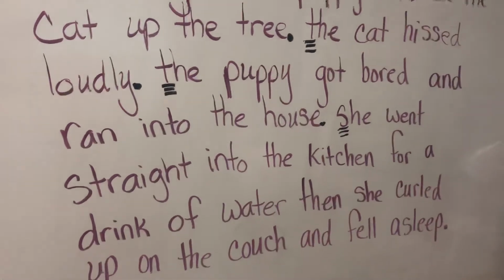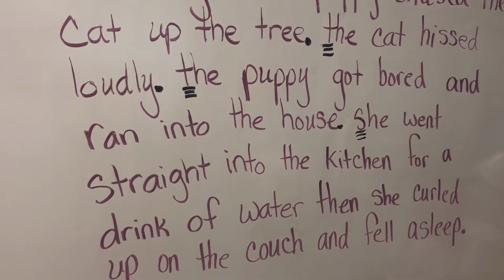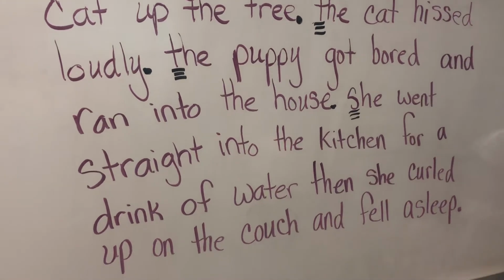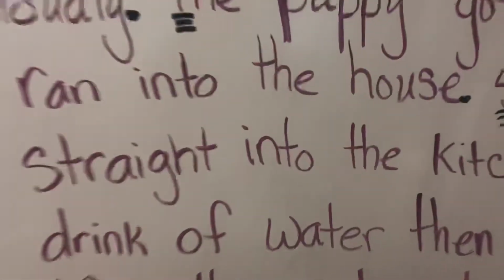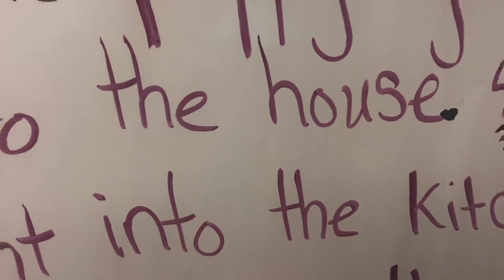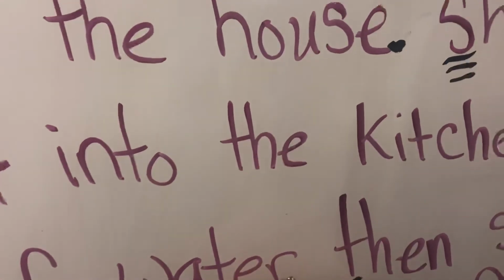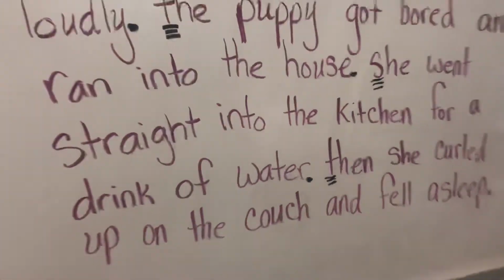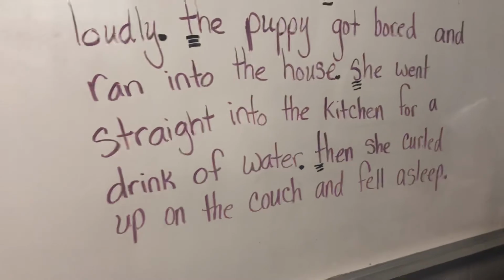She went straight into the kitchen for a drink of water. She is who we're talking about. What did she do? She went straight into the kitchen for a drink of water. Okay, so I'm going to put my period right there. And then I have to capitalize the T on then, so three little lines. Then she curled up on the couch and fell asleep.